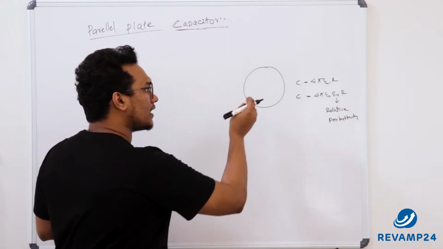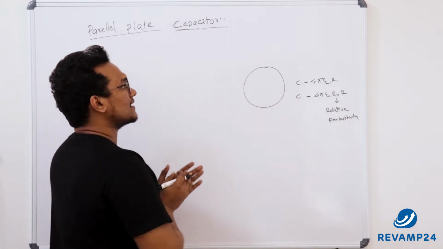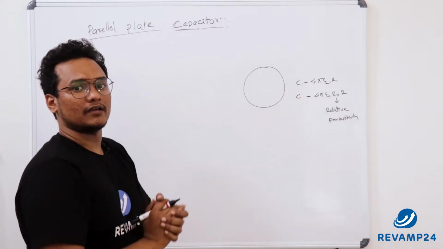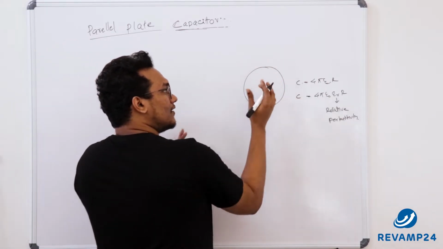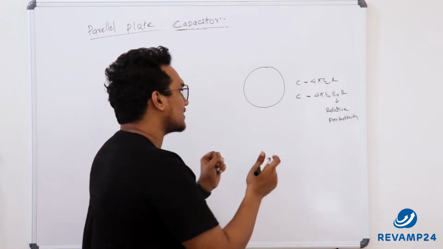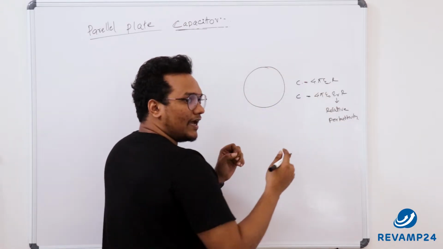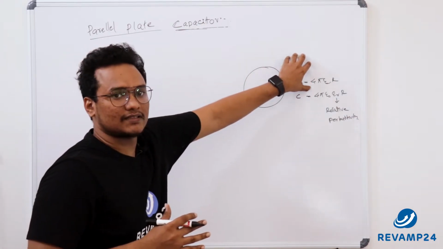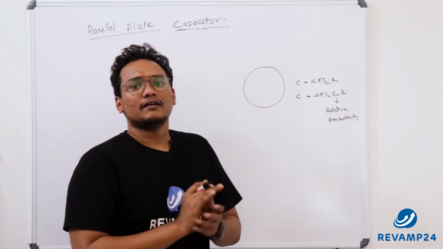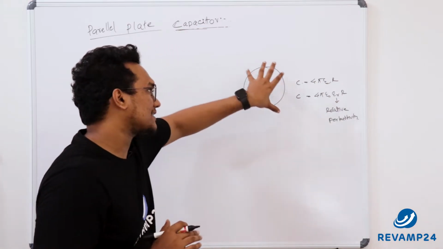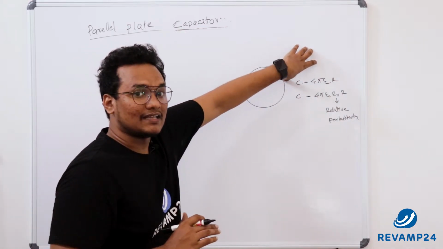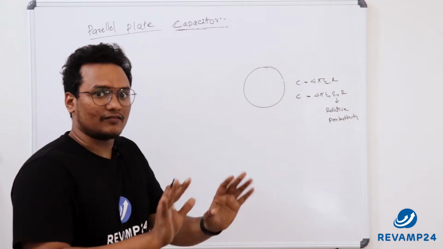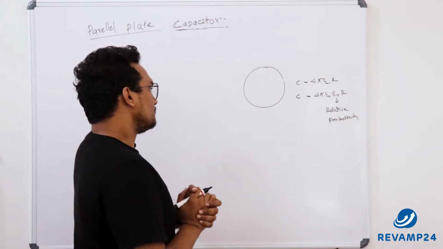Now, we can't store charges in a spherical metal beyond a limit. Why? Because whenever we increase the charges, that increases the field, and when this field is more than the dielectric strength of the surrounding medium, then discharging will occur. So the maximum limit is nothing but the dielectric strength of the surrounding medium. Beyond that, we can't store charges.